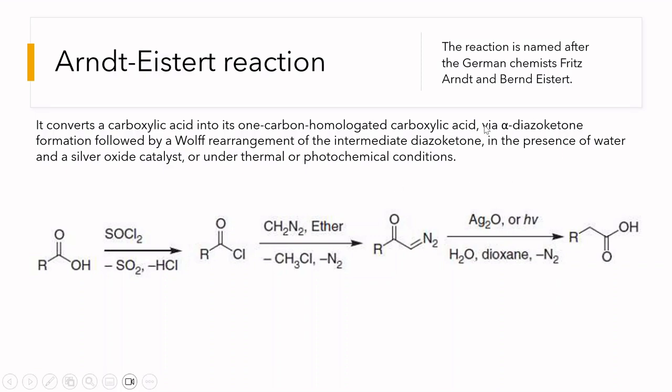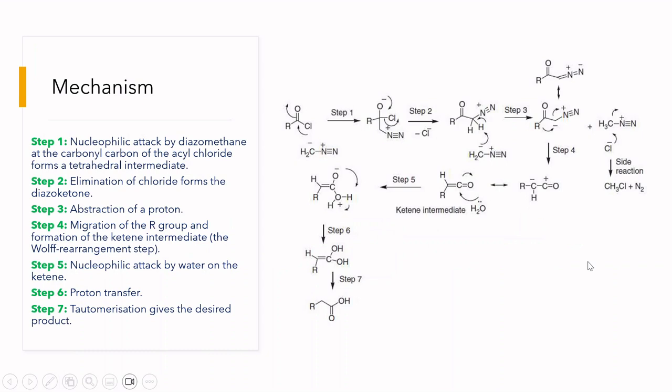And the reaction proceeds via a diazoketone intermediate, and then this diazoketone undergoes Wolff rearrangement in the presence of water and silver oxide catalyst or, as discussed earlier, in the presence of heat or light to give the higher homologue.